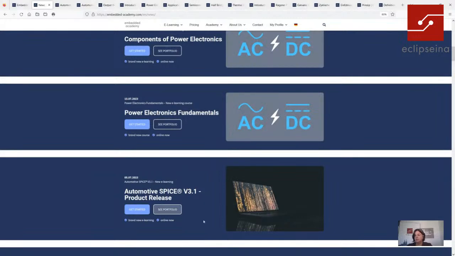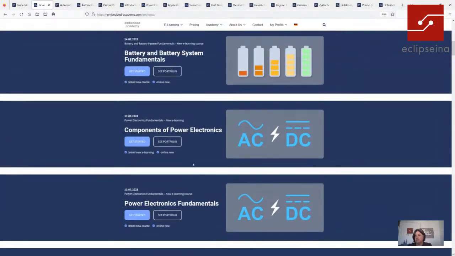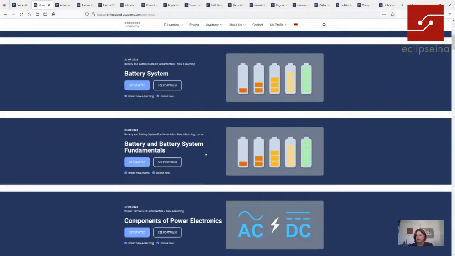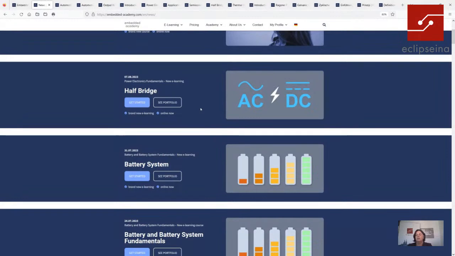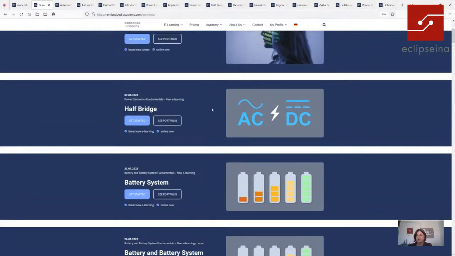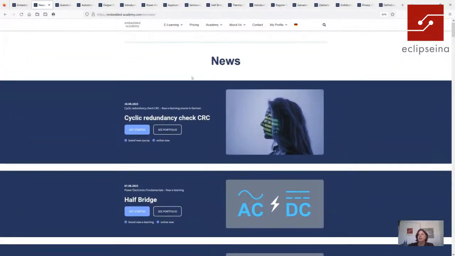Going back to the news, this was the Automotive SPICE product release. Now we look at power electronics fundamentals, and there we are releasing step by step. We released the first introduction, we released the components of power electronics and the half bridge, and now it's thermal assembly and design, which is currently in release phase. I saw that some part is already on the web page and some part not, so this will be released today.